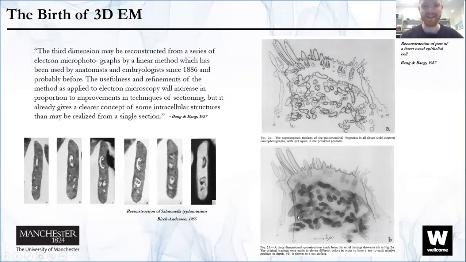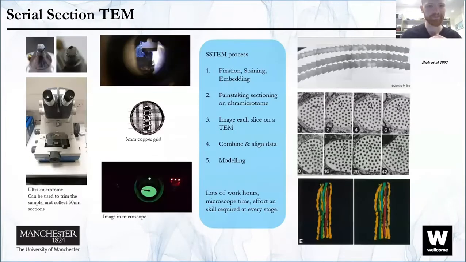And then they've imaged each one on a transmission electron microscope, and I think they've traced around the micrographs on tracing paper and then layered them on top of each other, which is a very, very rudimentary way of doing some 3D modeling. Obviously, things have come a long way since then, but the basis of the technique is the same.